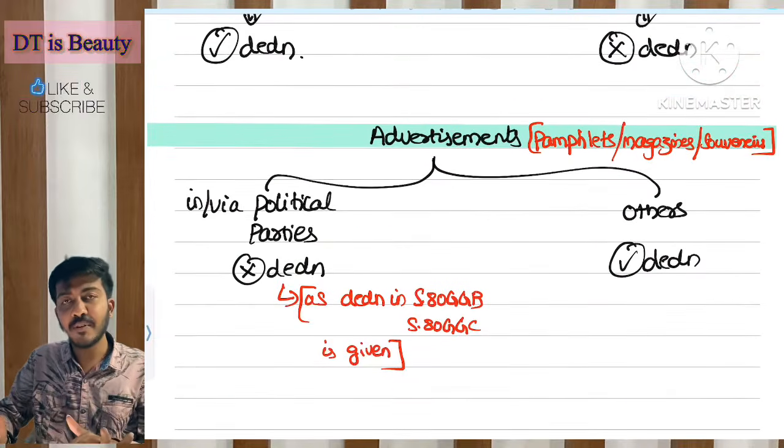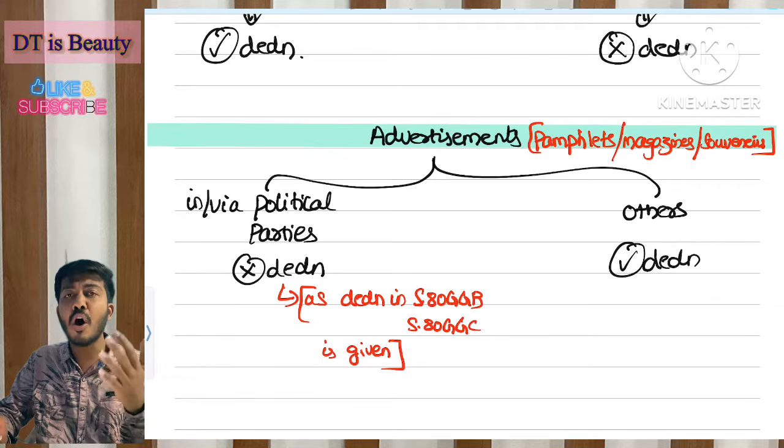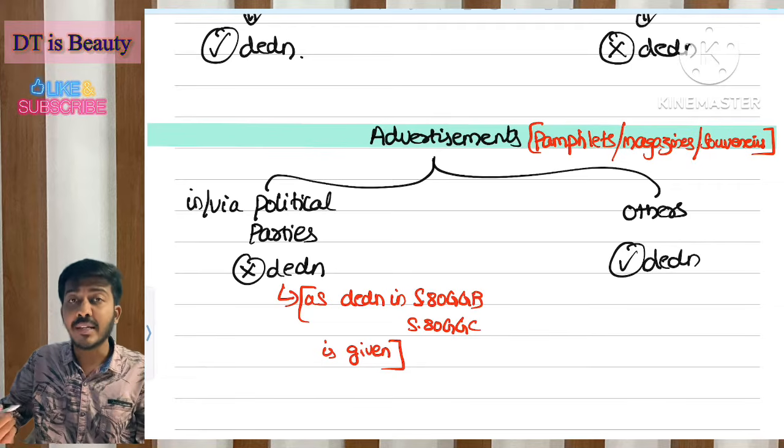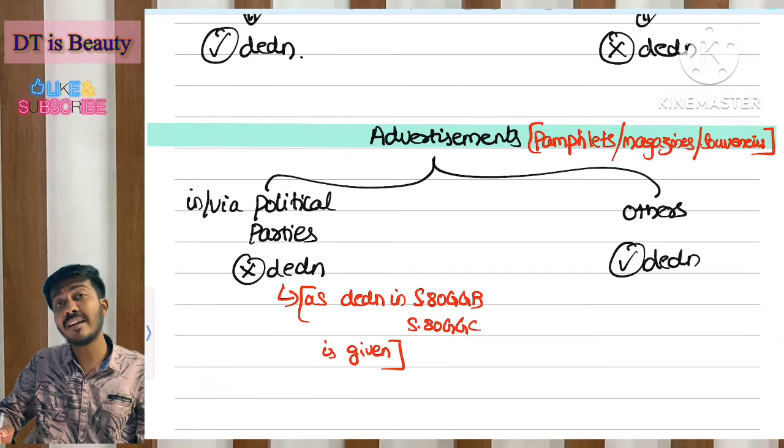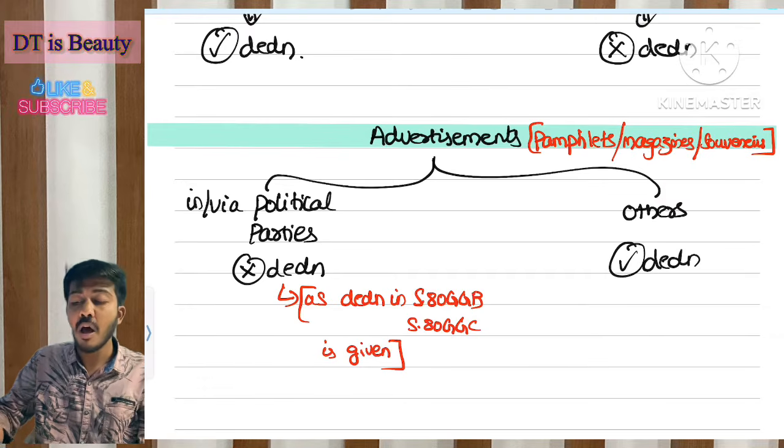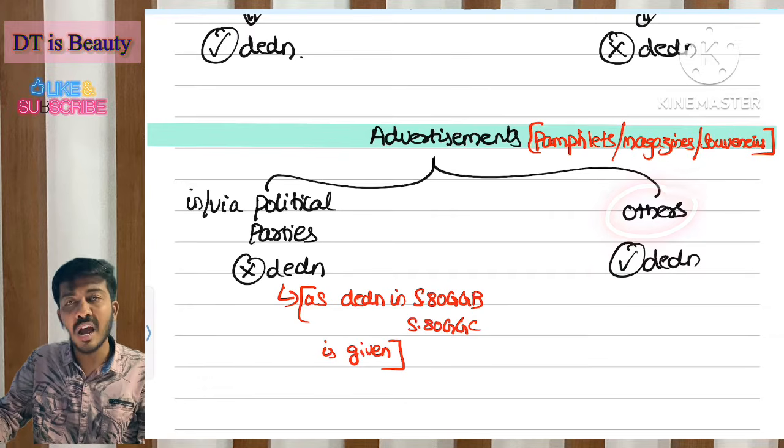Come to the next category. If you have any advertisements in pamphlets, brochures, souvenirs, where are you advertising this? Are you taking help of political parties and advertising related to political party advertisements, or others like Times of India, Hindu?